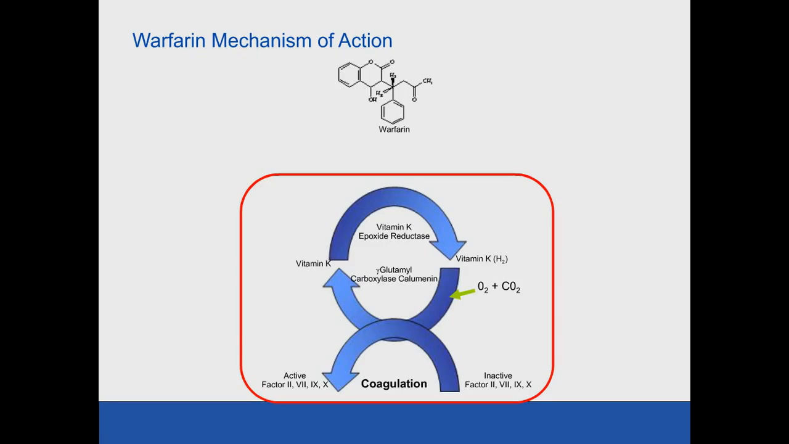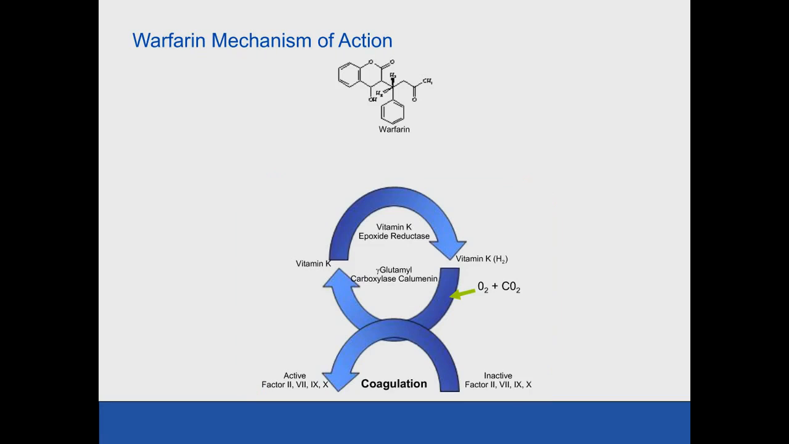The coagulation cascade involves an enzyme called vitamin K epoxide reductase that converts vitamin K to the reduced form, and then that cycles in as a cofactor to gamma-glutamyl carboxylase and calumenin to convert inactive factors to active factors. In that cycle, vitamin K is regenerated, and it continues through this loop process. So we're really interested in converting inactive factors 2, 7, 9, and 10 to the active factors to induce clotting.